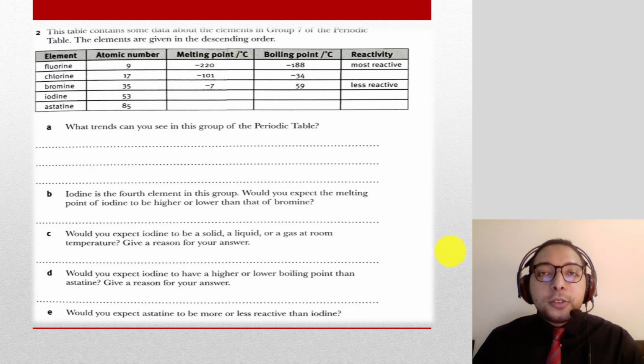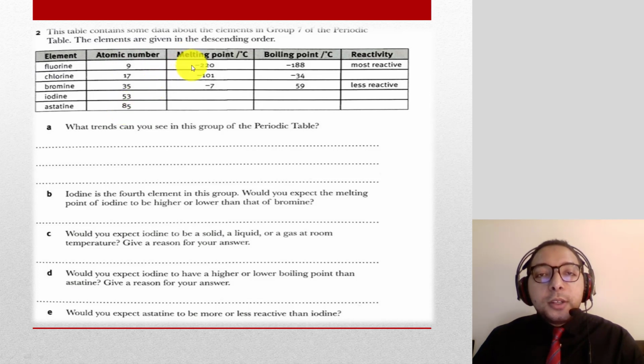Okay guys, time is over. Let's double check the answer. The table contains some data about the elements in group 7 of the periodic table. The elements are given in the descending order. So you have fluorine, you have chlorine, you have bromine, you have iodine, you have astatine. The atomic number is following from 9 up to 85.